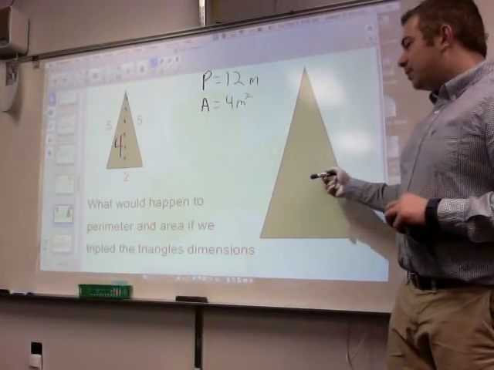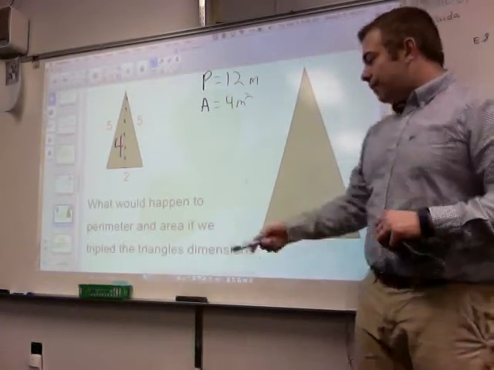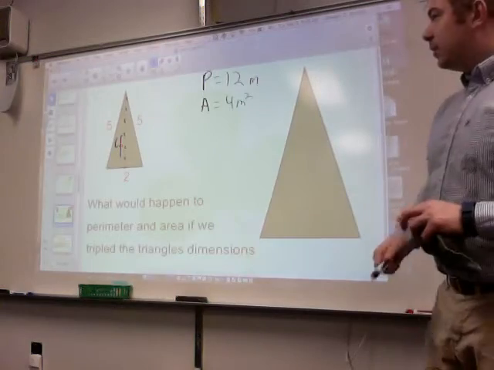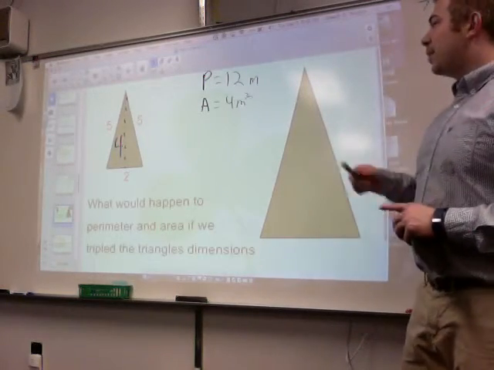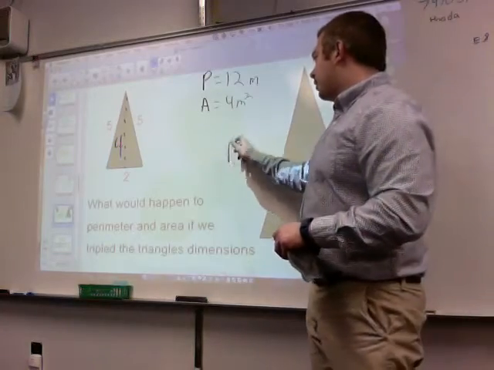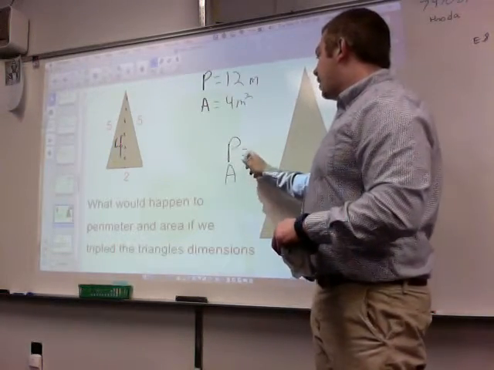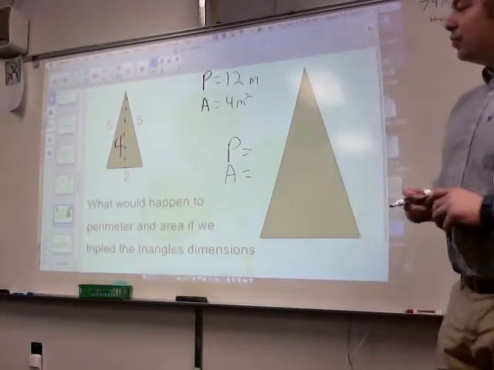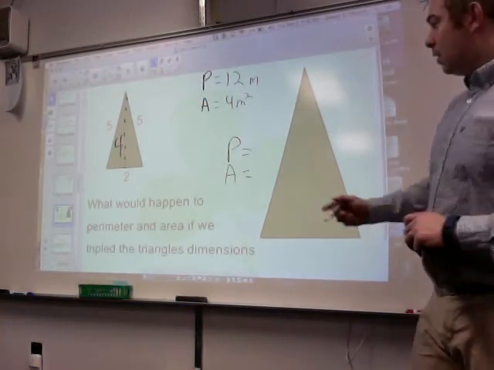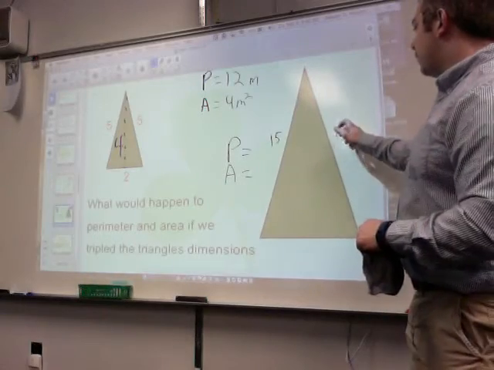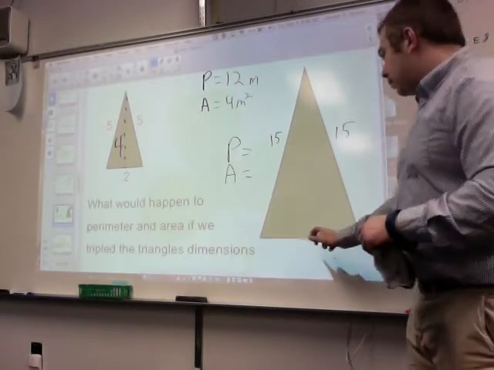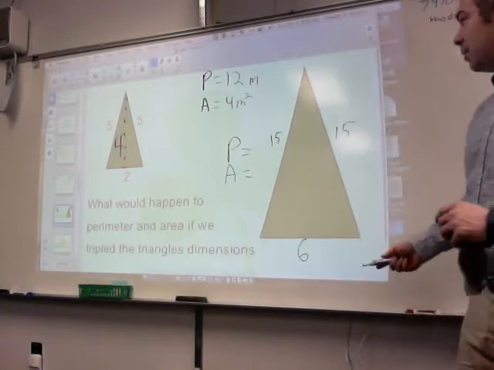Now, what would happen to the perimeter and area if we tripled the dimensions? So I'm guessing, I could be wrong, that the perimeter, if I triple it, will be 36 for this shape right here. All right, let's go ahead and do the perimeter first. So if I triple the sides, 5 tripled would be 15, 5 tripled would be 15, and 2 tripled would be 6. Let's add the perimeter.